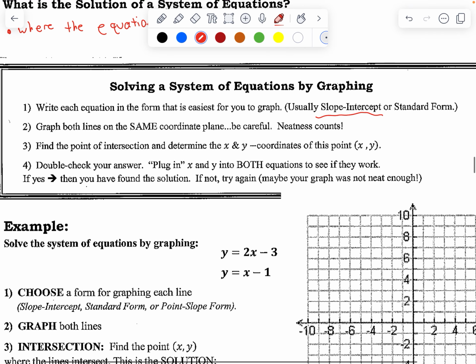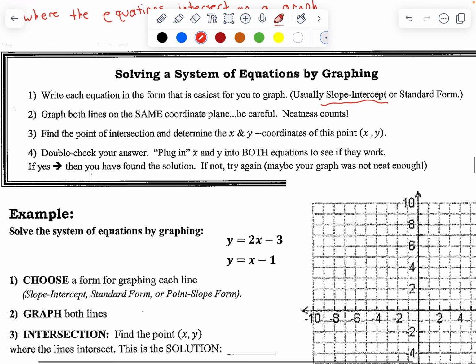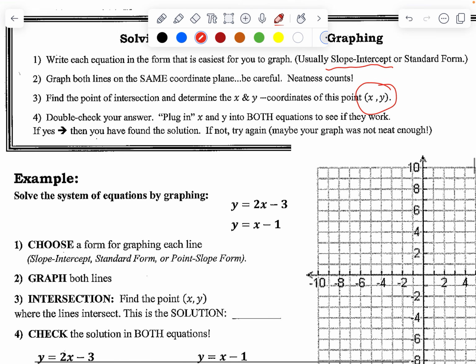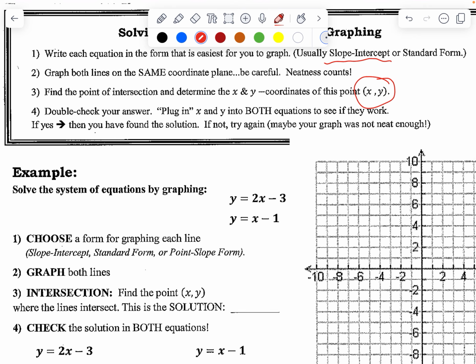Graph both the lines on the same coordinate plane. Be careful and make sure that you're neat. Especially make sure that your lines are straight. That way you can see where they're intersecting, but I'll also show you guys another trick for that as well. Find the point of intersection and determine what the x and y coordinates are. Make sure you're answering it as x comma y. And the last step is optional. You can double check your answer by plugging the x and y back into both equations and making sure that it works.